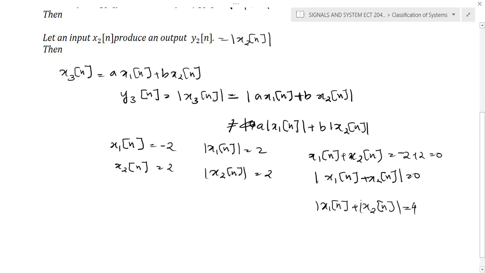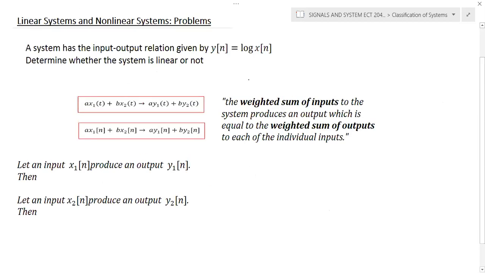So that's why we cannot write equal to, and it is not equal to a y1 of n plus b y2 of n. Don't confuse, this is not equal to the linear combination of outputs. So the given system is non-linear. It's a non-linear system. The modulus operation is a non-linear operation.